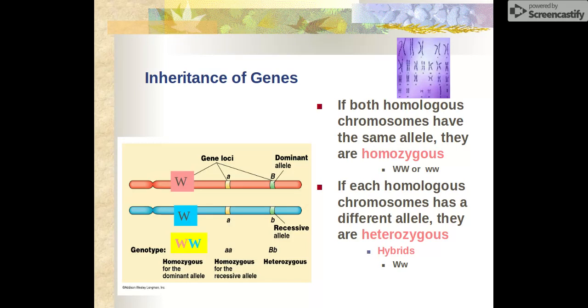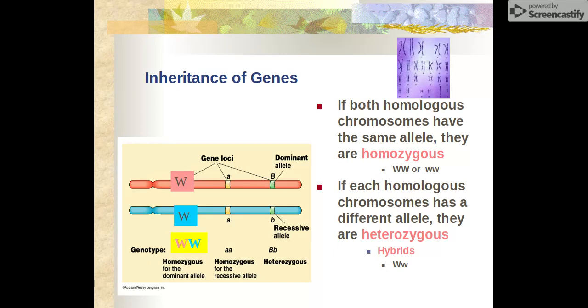Okay, so we could have an individual that is homozygous dominant, where they have two dominant alleles, as we see here with this widow's peak shown, two big W's, they're homozygous dominant. An individual can be homozygous recessive, as we see with the A's here in our image. We've got two little a's, so they've got two of the recessive traits, and they're the same allele.